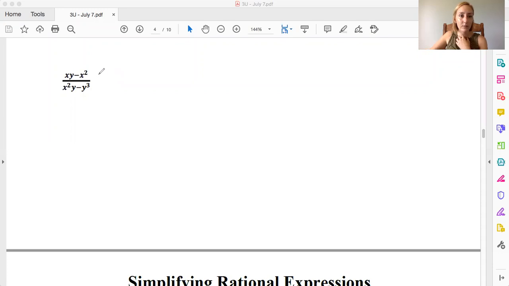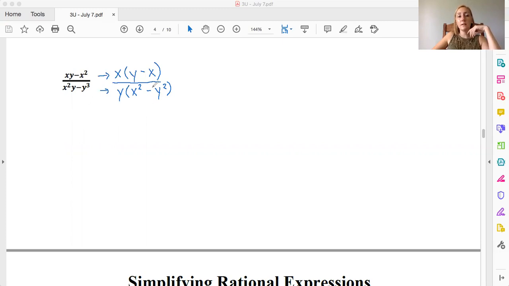So if we look at our numerator here, all there is that you can do with that is a common factor. So you can common factor out x, and we're left with y minus x. And same with the denominator. You can take out a y that is common. So you're left with x squared minus y squared. If I could get lessons on my alphabet, that would be really great, because I'm struggling right now.